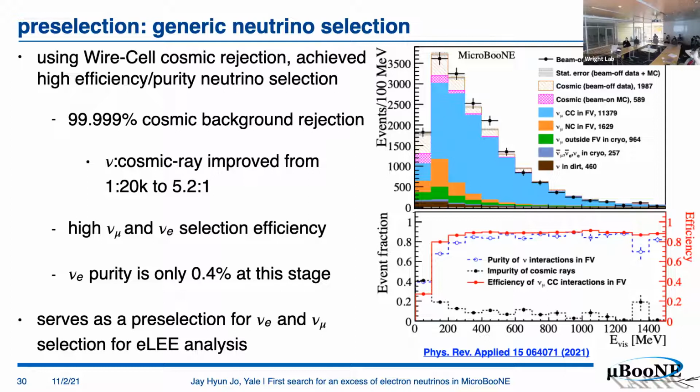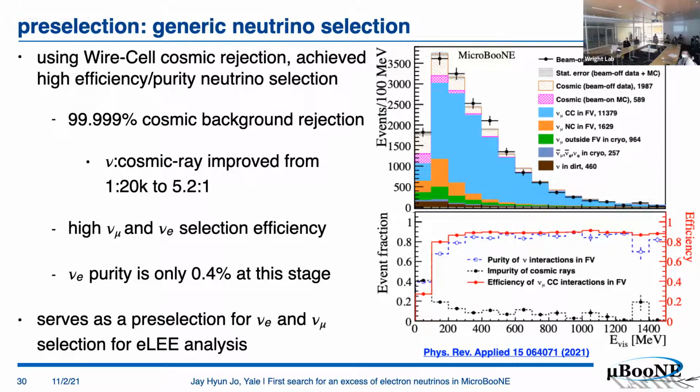Just to give you some idea, the ratio of neutrino to cosmic ray is initially 1 to 20K. So there is only one neutrino event per 20K cosmic ray events from the beginning. After the pre-selection, we improved this to 5.2 to 1. So you can see how powerful it was. But it's not just about removing background. We also want to keep as many neutrinos as possible. If we lose all these neutrino events, then our efficiency is going to be too low, so we try to keep the selection efficiency as high as possible.